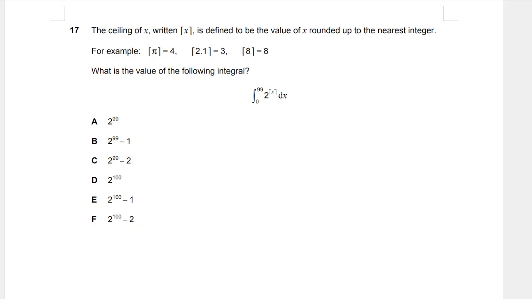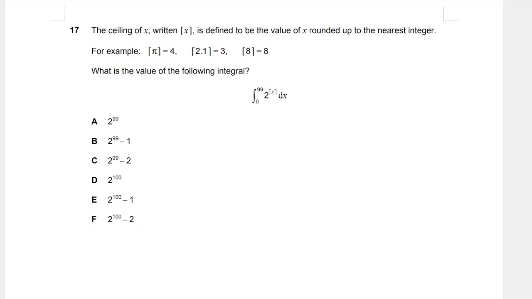You're going from 0 to 99, 2 to the power of ceiling of x. I've done these sort of questions lots on my channel already. When you see some dodgy functions which you don't know how to integrate, what do you do? You draw a diagram and then think about the area under this graph. So off we go.